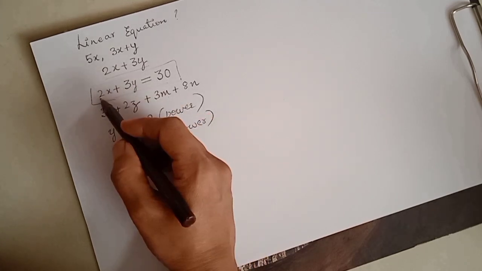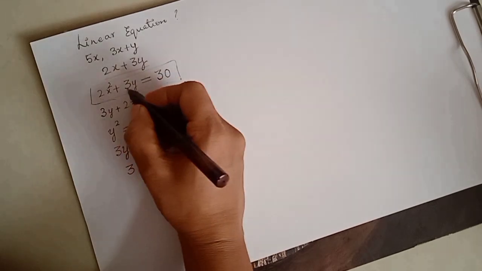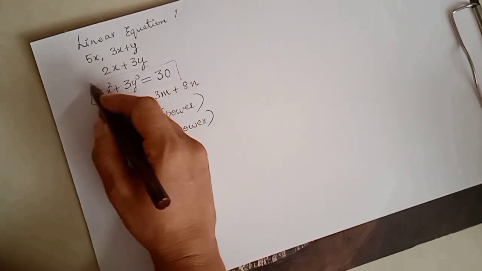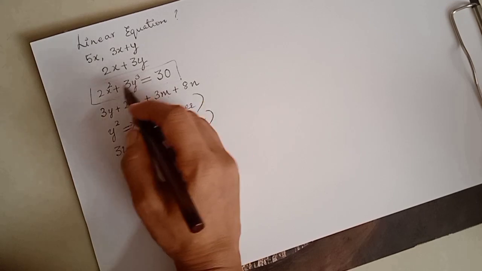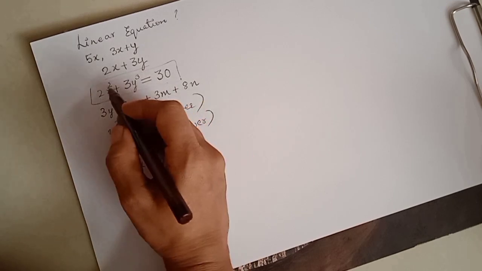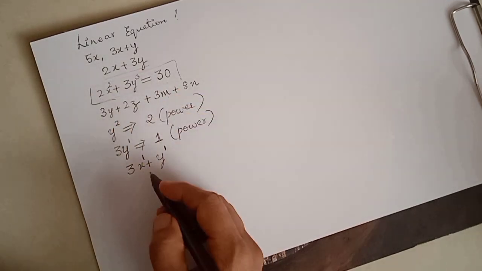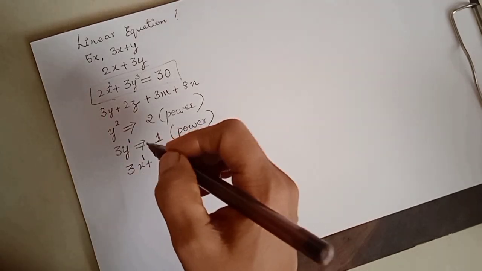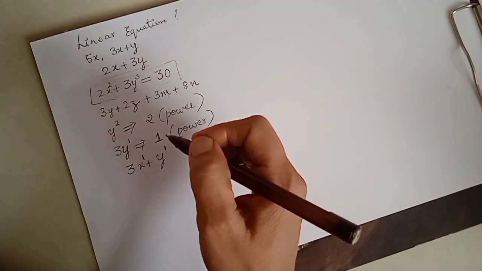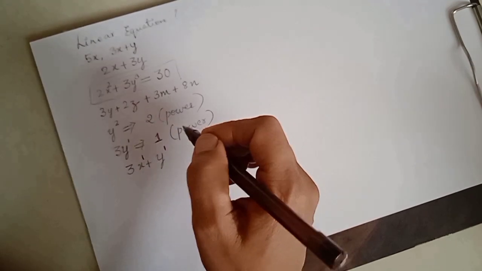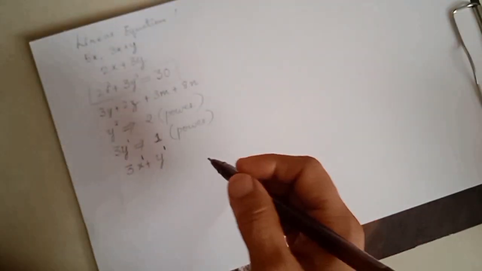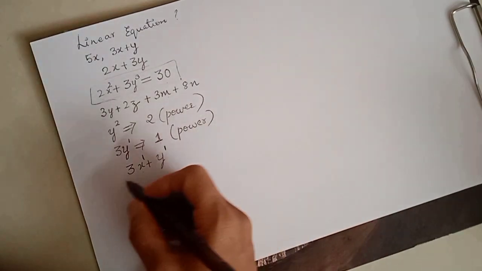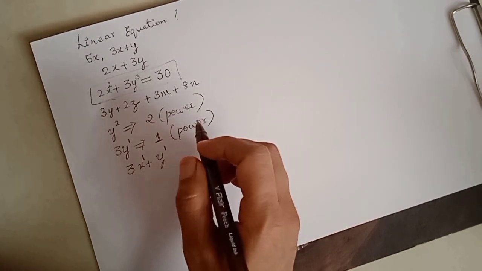Now if it is 2x square plus 3y cube is equal to 30, then this is not a linear equation. Linear equation is the one where the power should be only 1. Okay, so in this chapter you are having linear equations, that is where the variables have the power 1 only, not squares or cubes. So the highest power will be 1 only.